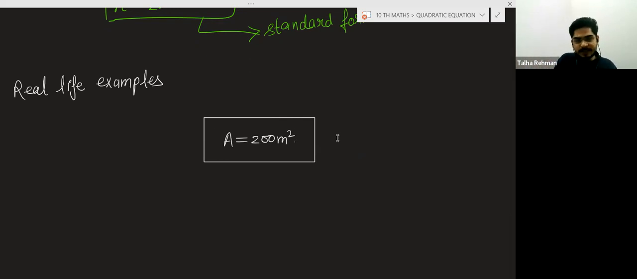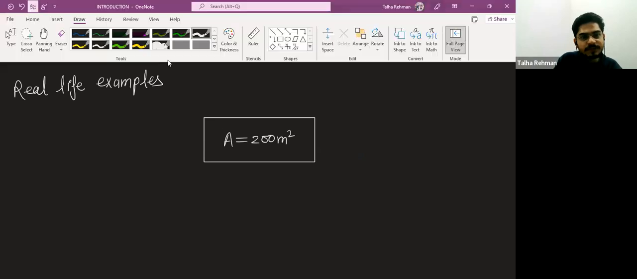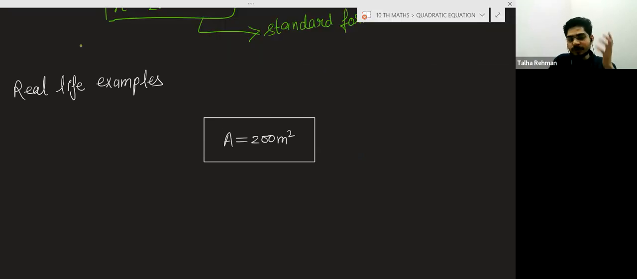So how will the quadratic equation help in this? For example, you can suppose x is the breadth of the rectangle, small x, and they are saying the length is twice its breadth. So if breadth is equal to x, then length is equal to 2x.